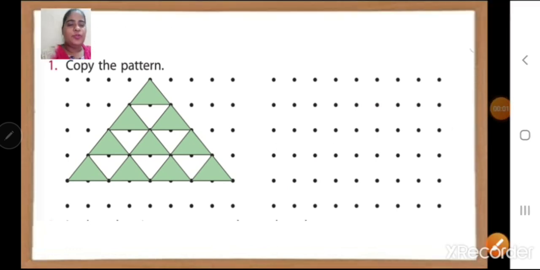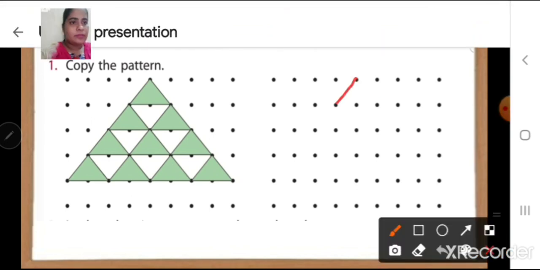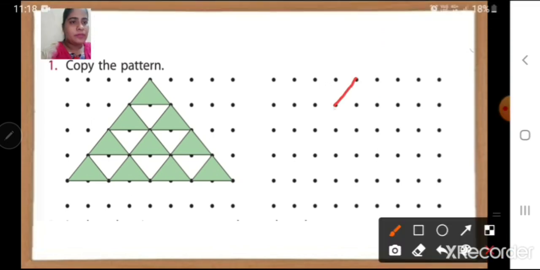Let us start now. You can do it with the help of a scale, okay? So count the dots: 1 2 3 4 5. From the fifth dot we have to start. 1 2 3 4 5. You can make a straight line with the help of your scale.